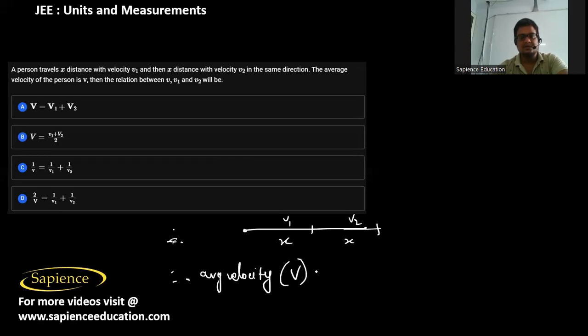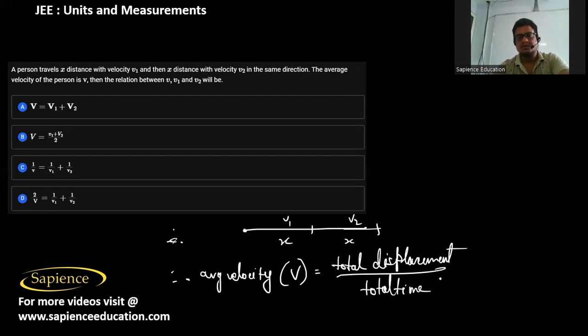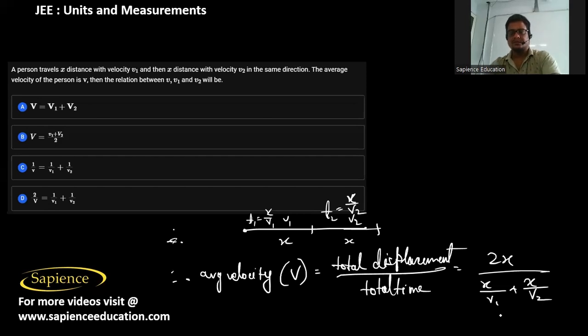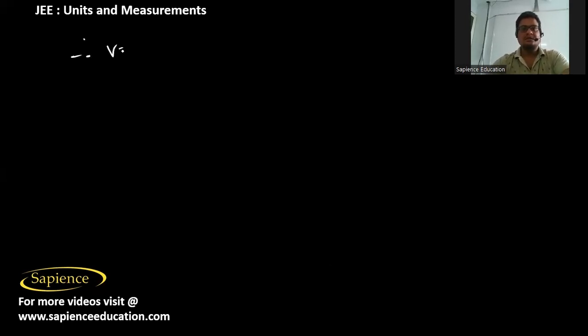that is your v, that is equal to the total displacement by total time. Total displacement divided by total time. So total displacement, that is 2x, x plus x, and the total time, that will be t1 plus t2. So here the time taken t1 will be x by v1, and here the time taken t2 is x by v2. So these we have to add. So that is x by v1 plus x by v2. So therefore, as you can see, v is equal to 2x by (x by v1 plus x by v2).